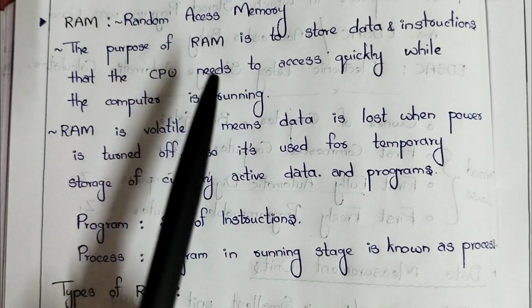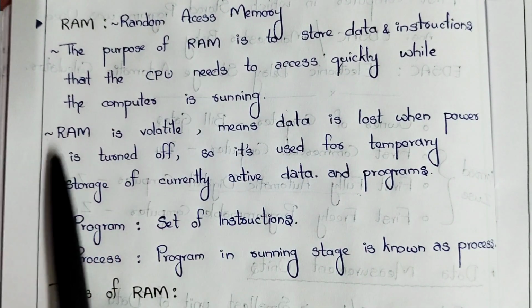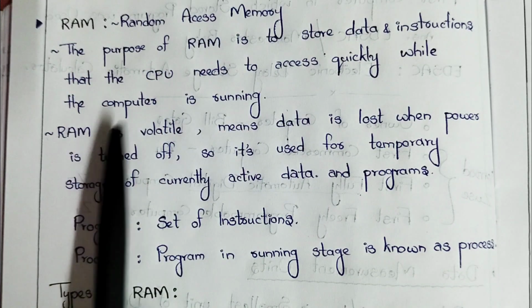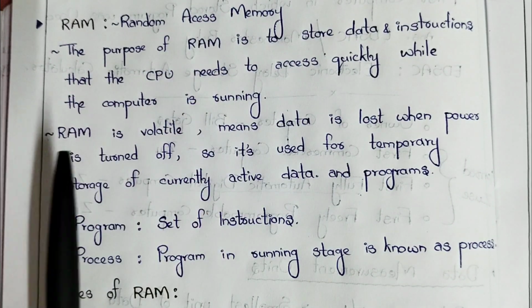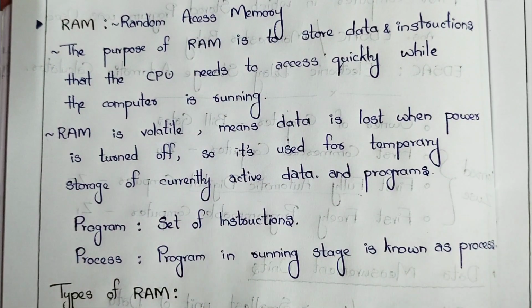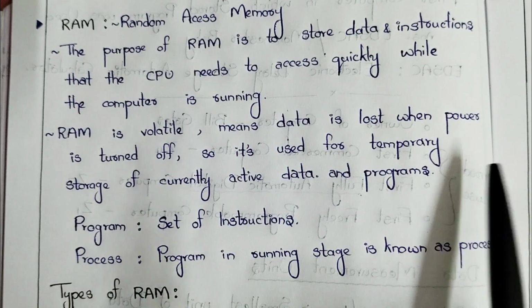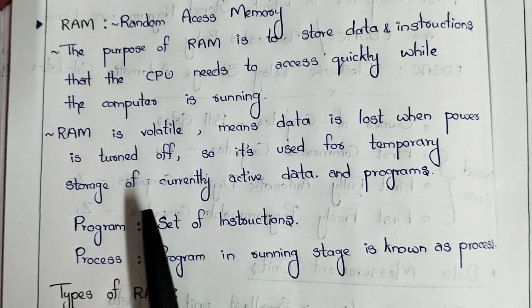Okay, the purpose of RAM is to store the data and instructions that the CPU needs to access quickly while the computer is running. RAM is a volatile memory. Let's understand what is a volatile memory. Volatile is nothing but a temporary memory. It means the data is lost when the power is turned off.